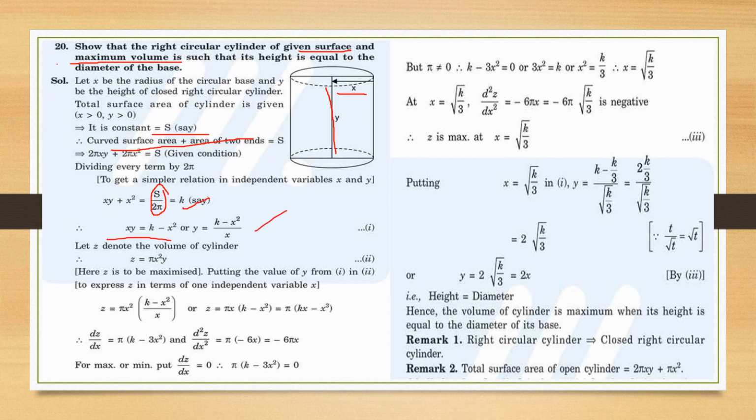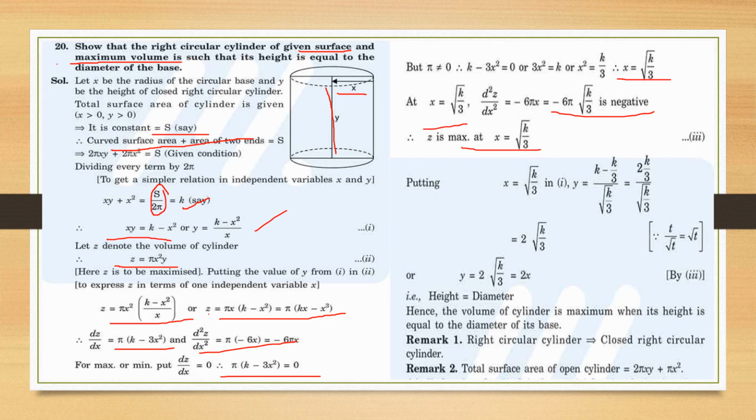Now the volume of the cylinder is z equal to pi r square h, that is pi x square y, as the height is y here. It is better to change the value of y instead of x, as x will involve the square, so my calculation work would have been larger. So z, open it, will be pi times kx minus x cube. This is the first derivative, this is the second. The critical point will give me x is root k by 3. The second derivative comes out to be negative at this point. So z is maximum.